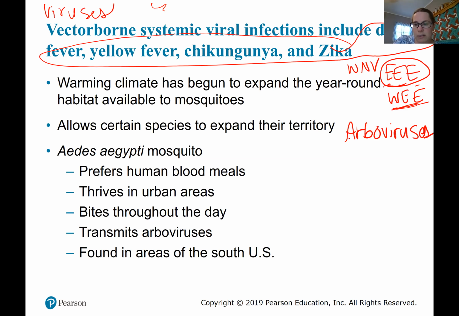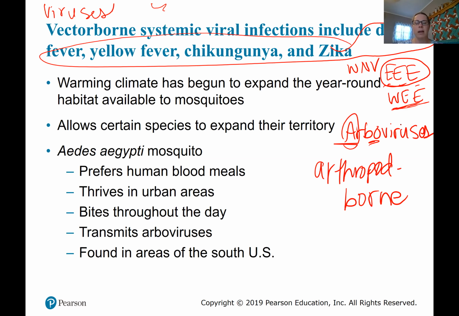And arbo stands for arthropod-borne, which is the BO in arboviruses. So most of these are transmitted by mosquitoes, which are a type of insect, and insects are a type of arthropod.